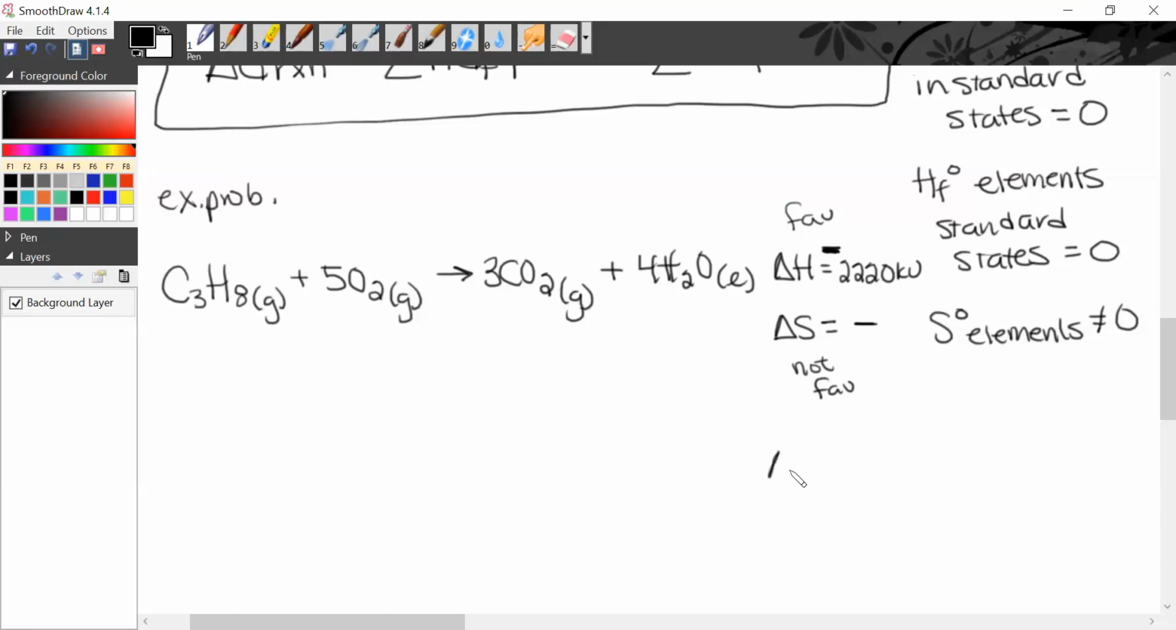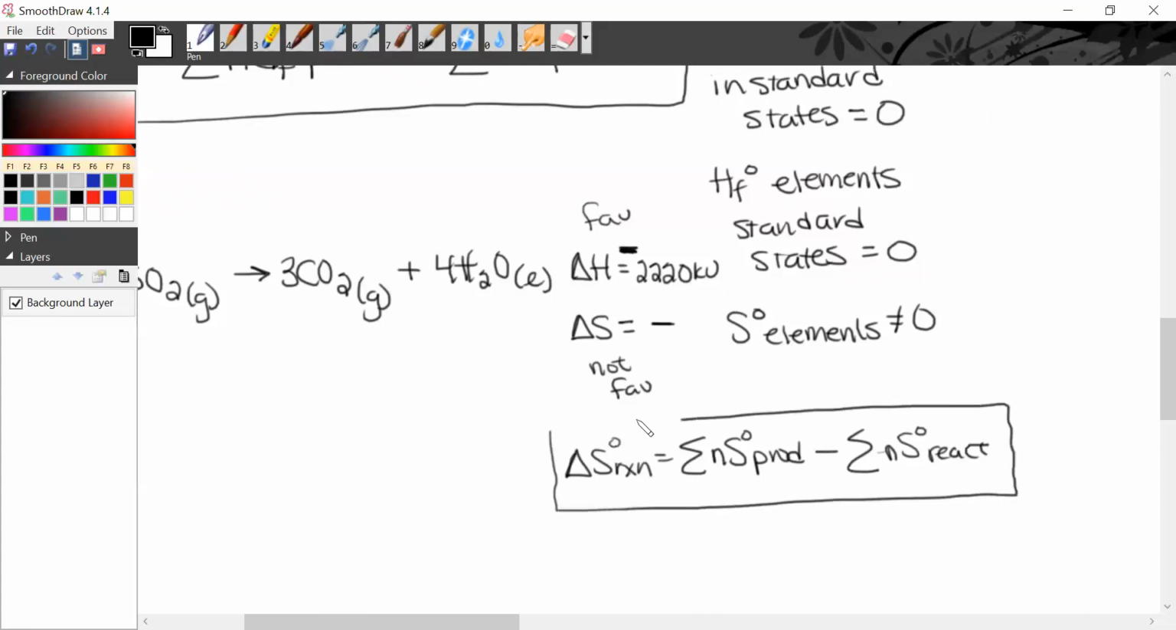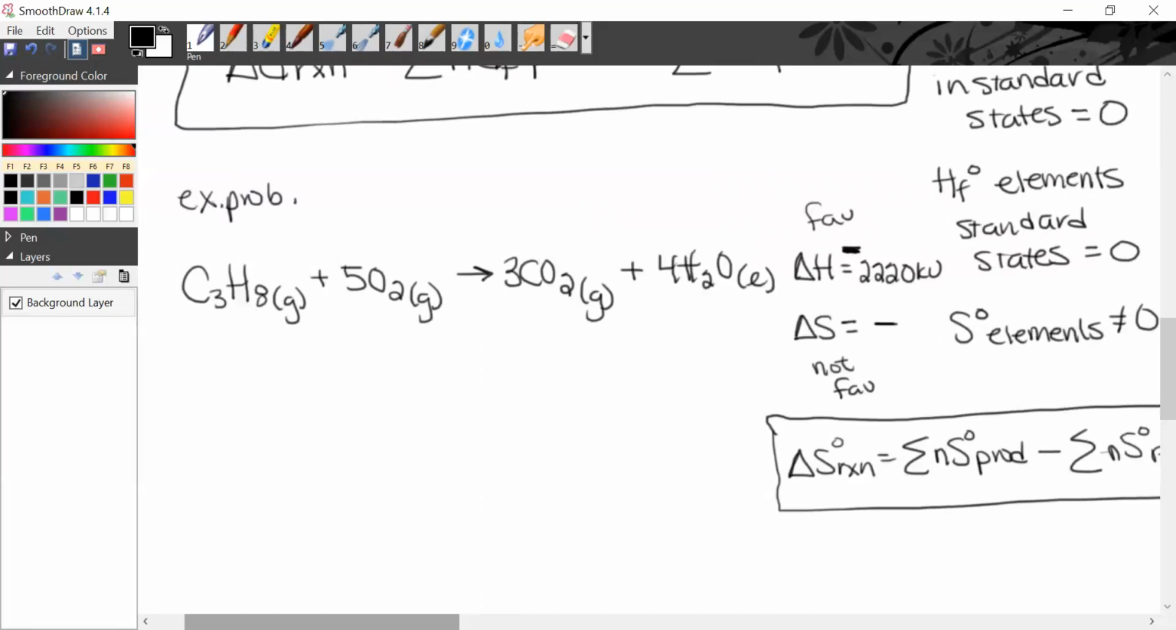To calculate delta S, I want you to use the delta S of the reaction equation from yesterday: the sum of the individual entropies of the products minus the sum of the entropies of the reactants. Okay, this is the equation we're going to use first. I need to provide you with all of these standard values, which I need to look up in the back of the book. I'm just going to write them up above the equation in purple.